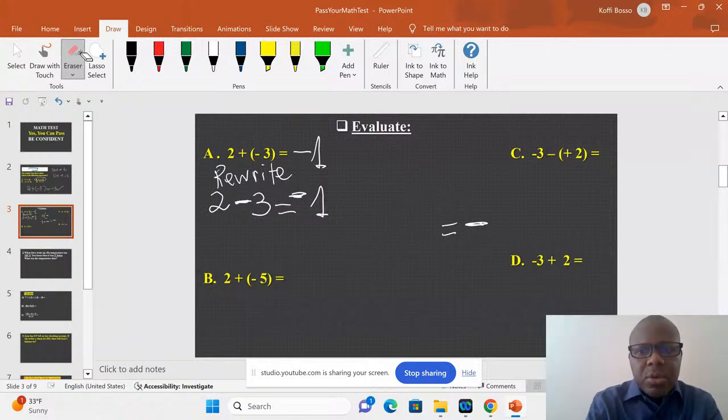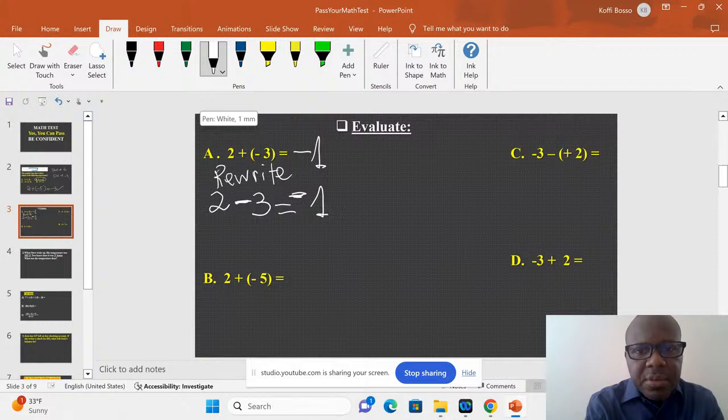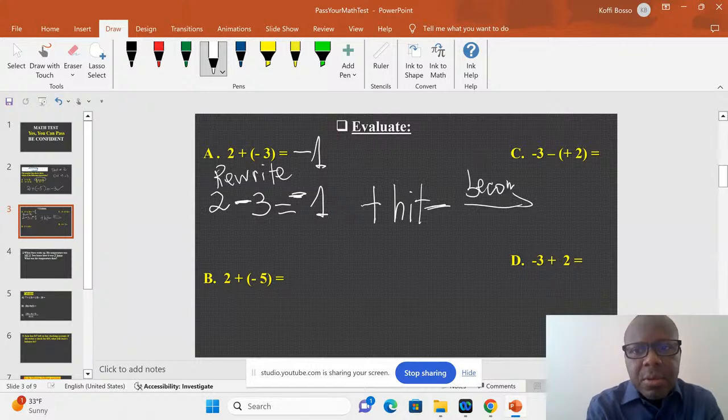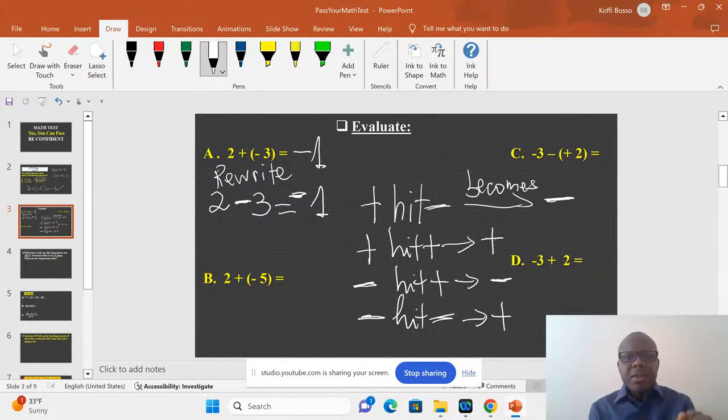Another way to understand it is that you have a positive sign, and that positive sign hits a negative sign, and that becomes negative. If I have a positive sign and I hit another positive sign, I get a positive sign. If I have a negative sign and I hit a positive sign, that gives me negative. And if I have a negative sign and I hit another negative sign, that turns to positive. Okay, therefore, let's see B.